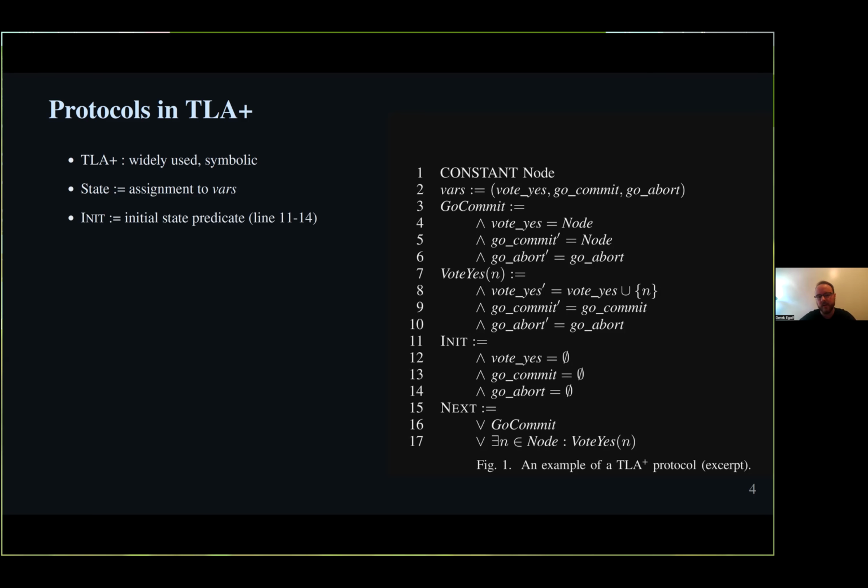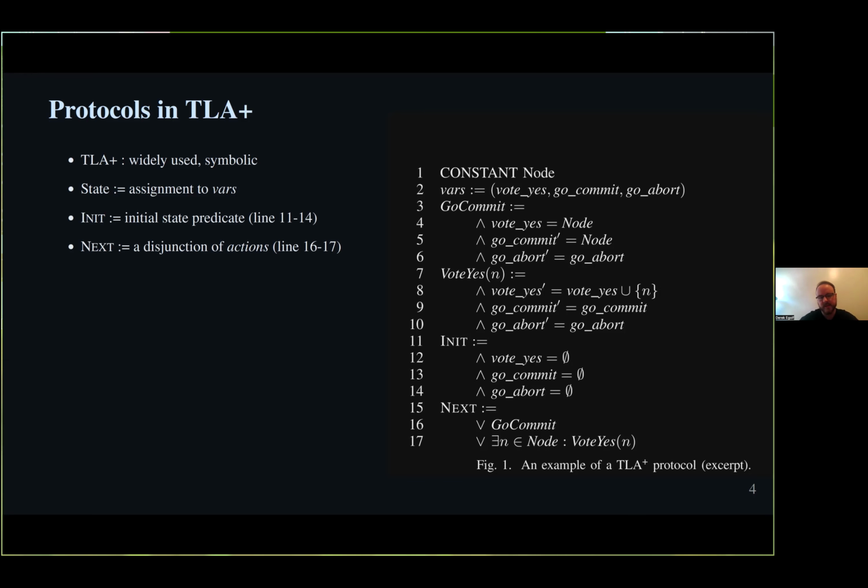They're also symbolic in the sense that the initial states are defined by this initial state predicate. For instance, in this case, on lines 11 to 14, this initial state predicate indicates that the only initial state is the one where vote yes, go commit, and go abort are all empty.